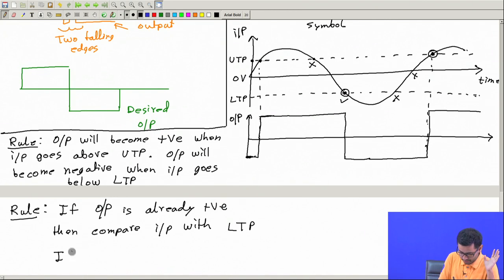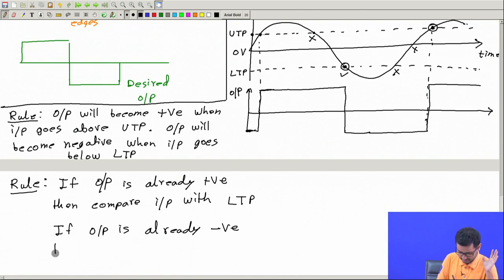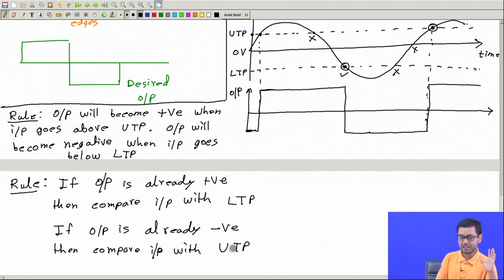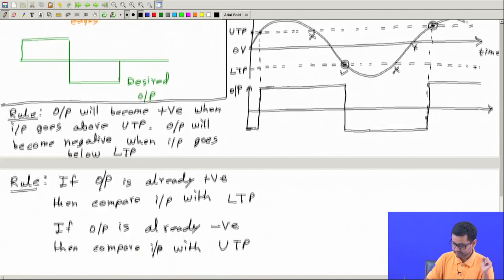So if output is already negative, then compare input with what? Upper trigger point. So this is how this Schmitt trigger behaves. Okay.